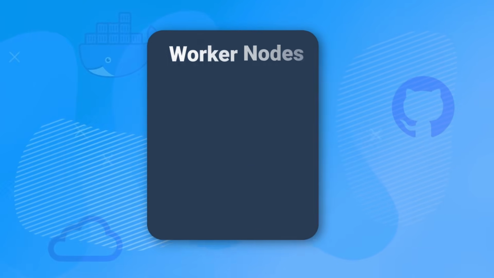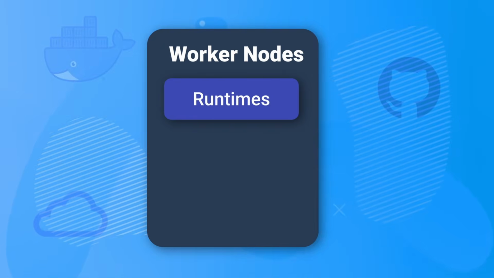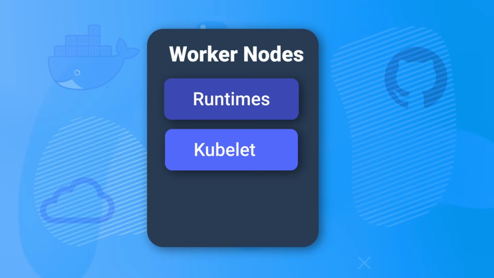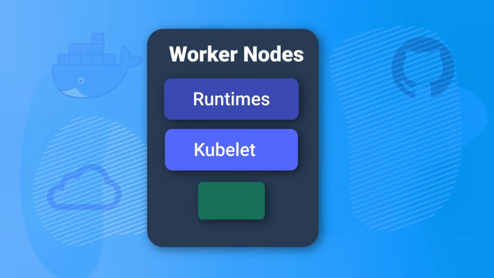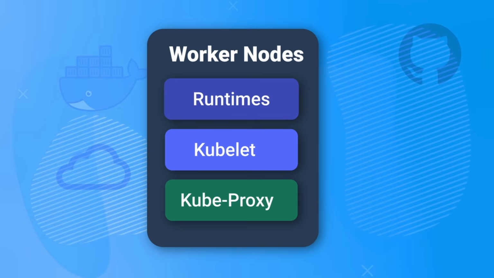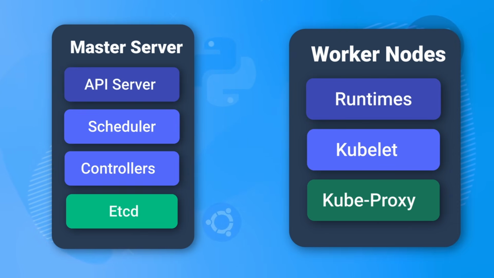Worker nodes have the following components: a container runtime, the software responsible for running containers; kubelet, an agent that runs on each node in the cluster, responsible for making sure that containers are running in a pod; and kubeproxy, a network agent responsible for maintaining network rules for communication between your container pods. So in a nutshell, master nodes are responsible for taking care of the state of your Kubernetes cluster, and worker nodes are responsible for running the actual containers.